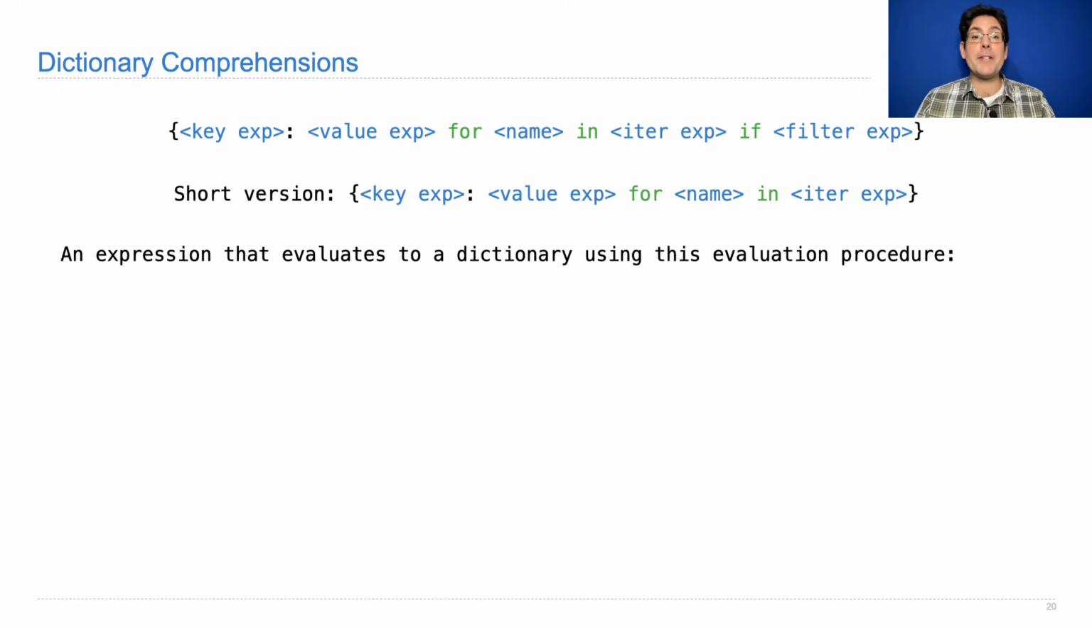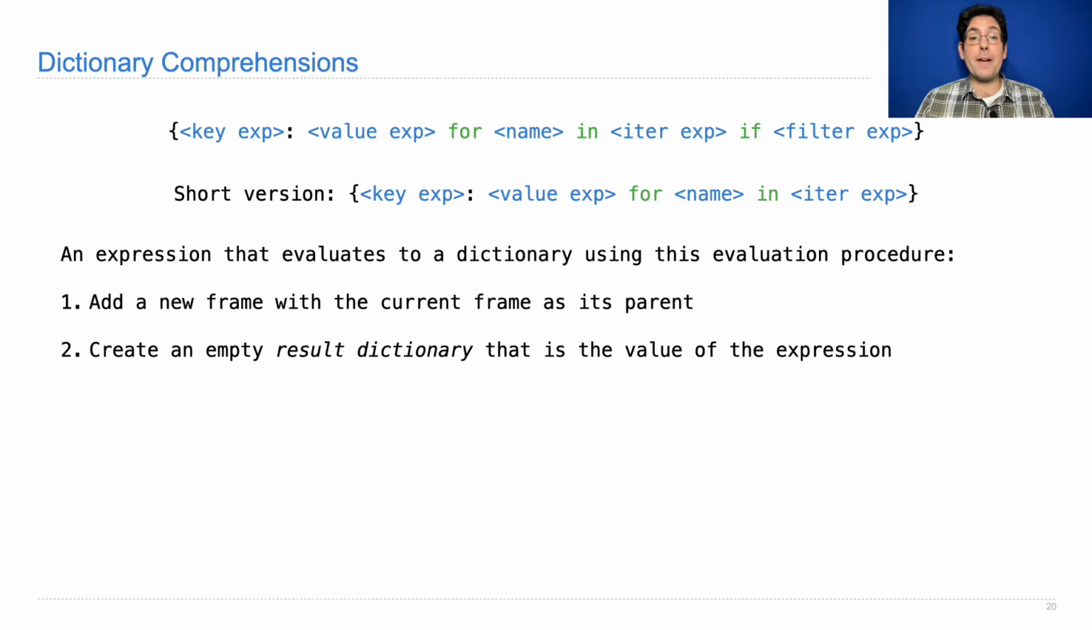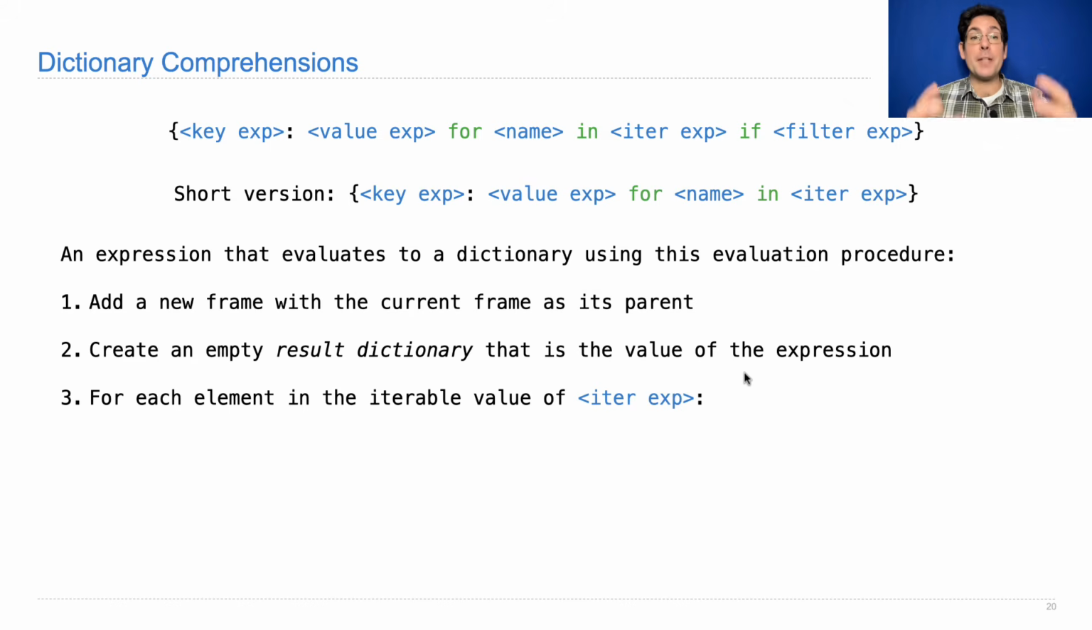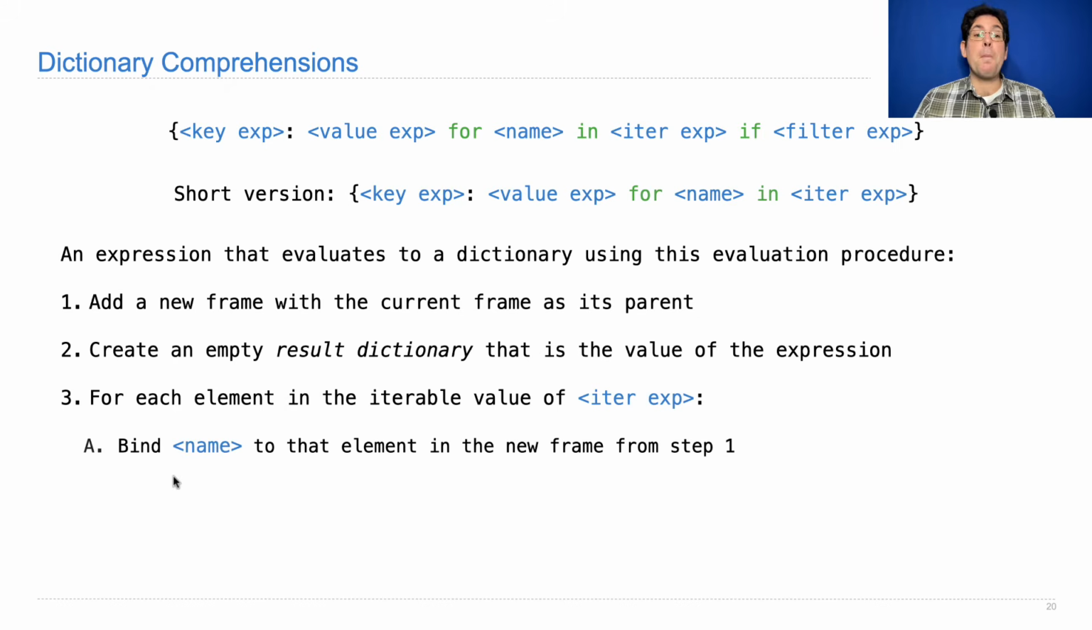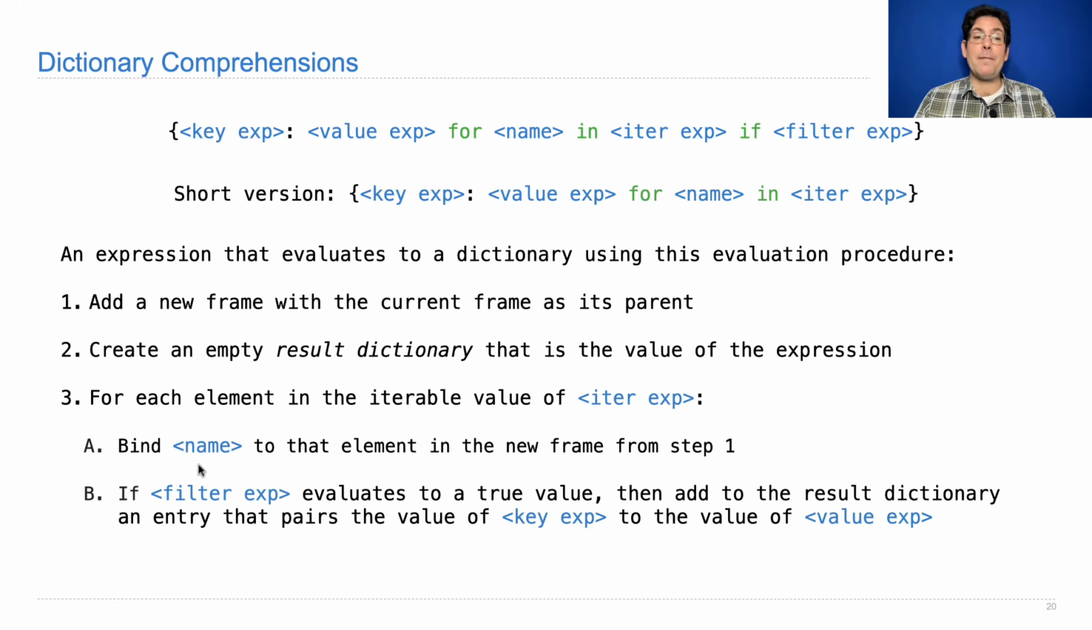This is an expression that evaluates to a new dictionary using the evaluation procedure of adding a frame with the current frame as its parent, creating an empty result dictionary that is the value of the expression, and then we fill up this dictionary before the expression is fully evaluated. For each element in the iterable value that you get by evaluating this iteration expression, you bind the name to the element in the new frame from step 1. So name now has a value, one of the values in this sequence. And then if the filter expression evaluates to a true value, add to the result dictionary an entry that pairs the value of the key expression to the value of the value expression.